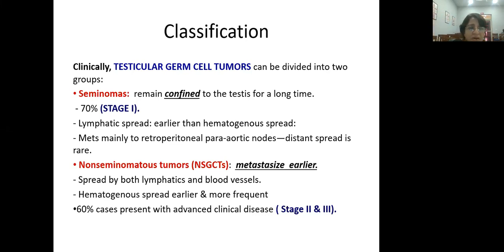As compared to the seminoma, the non-seminomatous germ cell tumors, they usually present at a higher stage, that is stage 2 and stage 3, when the tumor has progressed beyond the confines of the testes. And these tumors, they metastasize earlier, both hematogenously as well as lymphatic spread. But hematogenous spread is much earlier and more frequent as compared. So, ye dono ka ulta ho gaya, theek hai?